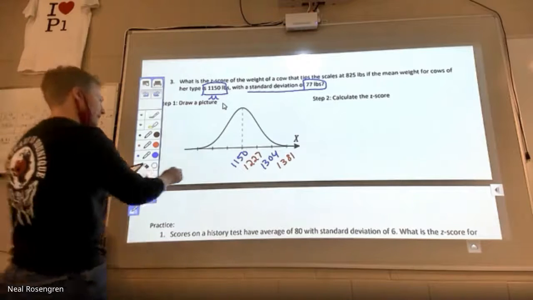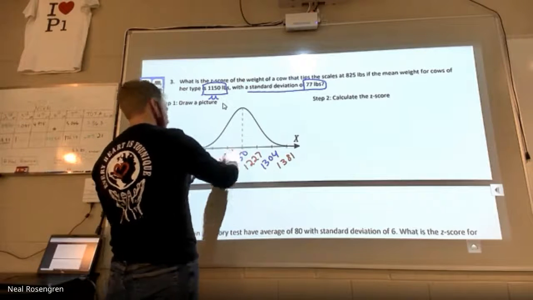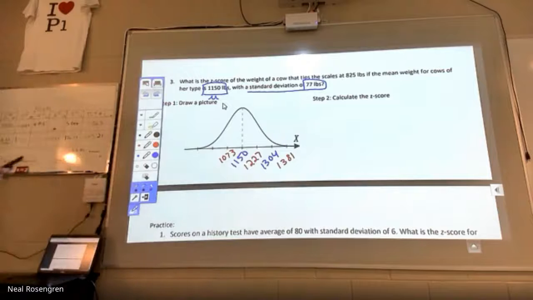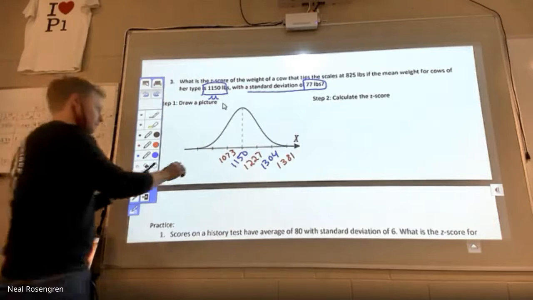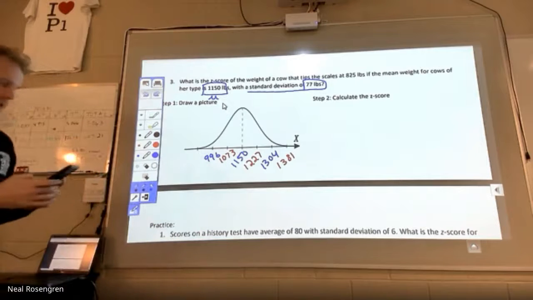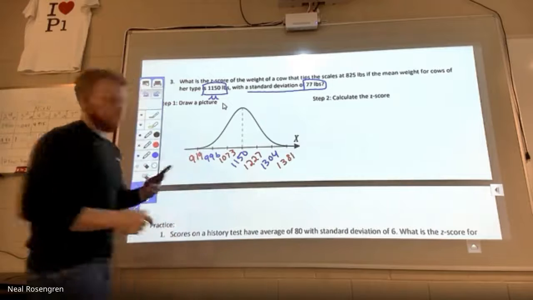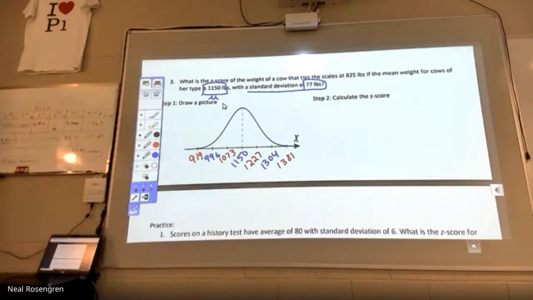And then we go minus. So 1150 minus 77, 1073. Minus again, 996. Minus again, 919. You guys feeling pretty good about being able to set those up, draw those out, mark them off? Cool.